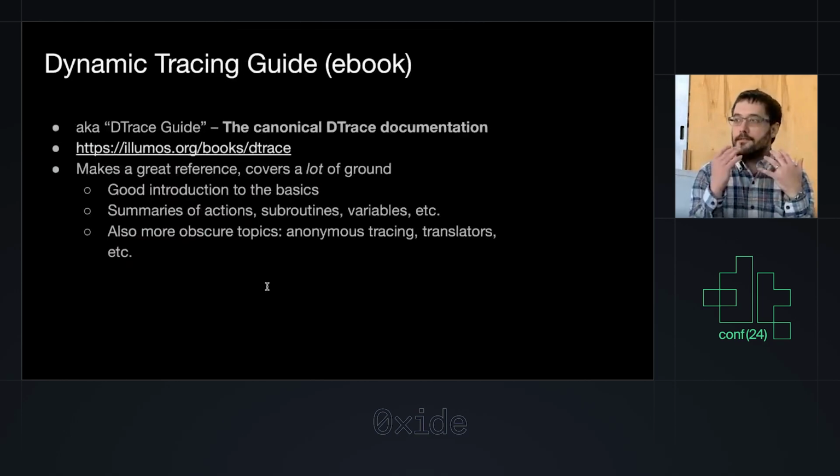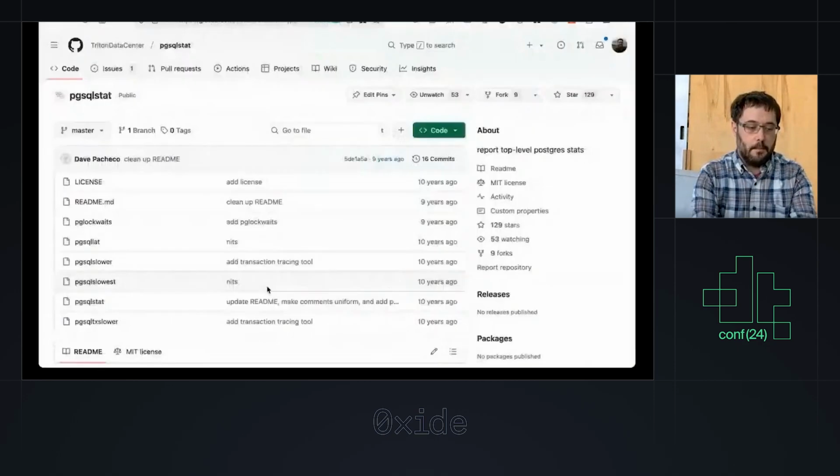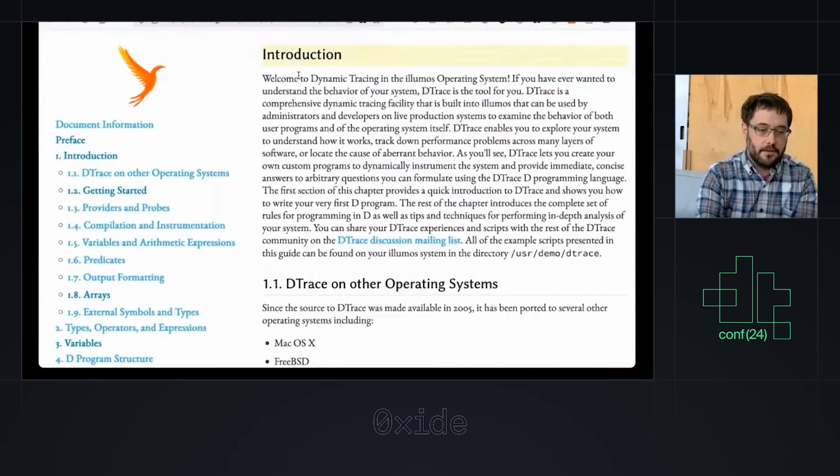The thing that folks have told me is really useful, if you've really not seen dtrace at all before and you're just getting started with it, is the Dynamic Tracing Guide, which is the ebook on the Illumos website. It is both a great introduction to what dtrace is, including a bunch of examples of how to use it, and also a great reference. I think it is basically the canonical reference for so many things. So if you want to know what subroutines exist, actions, variables, I have that up over here. This is on illumos.org, books, dtrace.